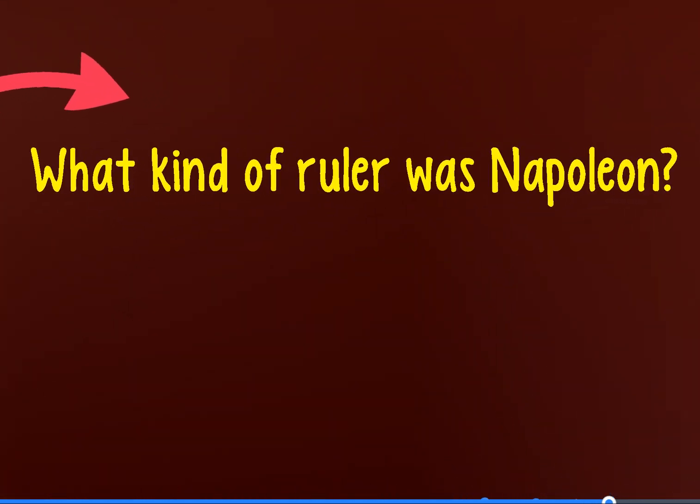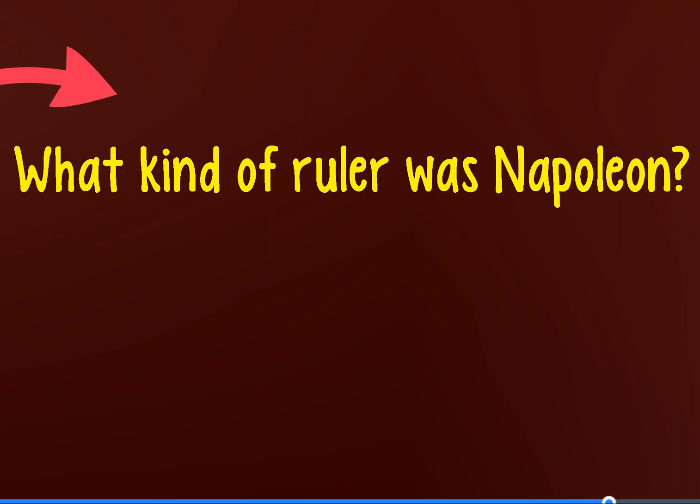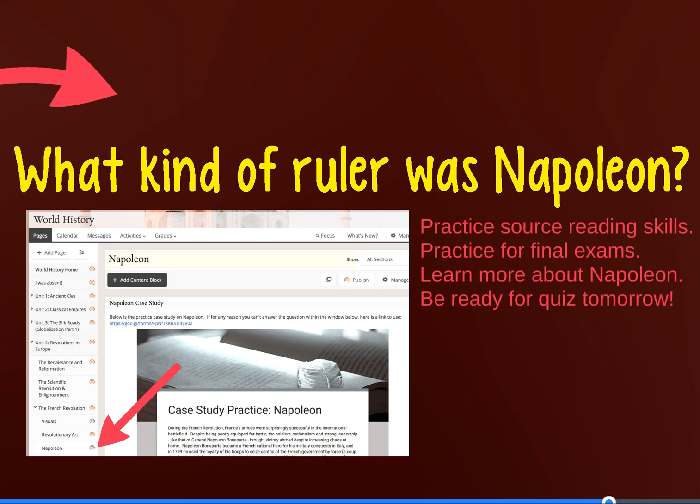All right, so now that we've gone through the very end of the French Revolution and how it turns out, you're going to take a step back to look at Napoleon in more depth, what kind of ruler he was. So on PowerSchool, if you go to the Unit 4 page, then the French Revolution, then you'll go to a sub page just called Napoleon, and you'll see that there's a Google form posted there. And this is your case study.